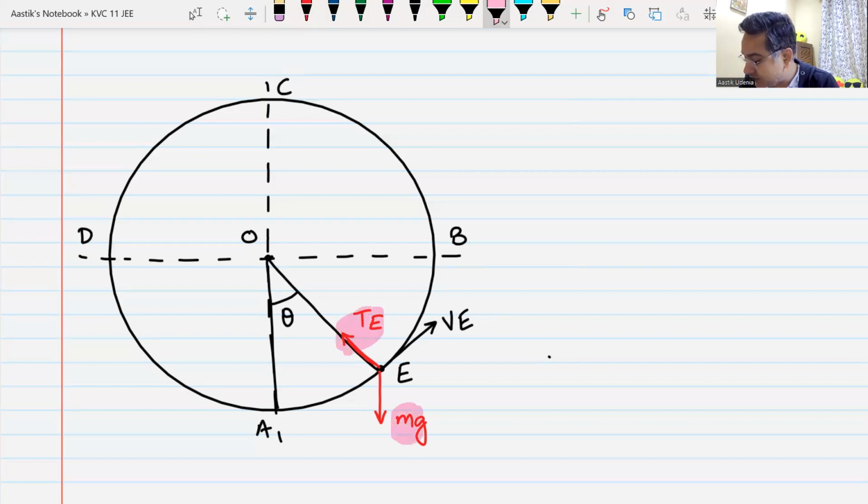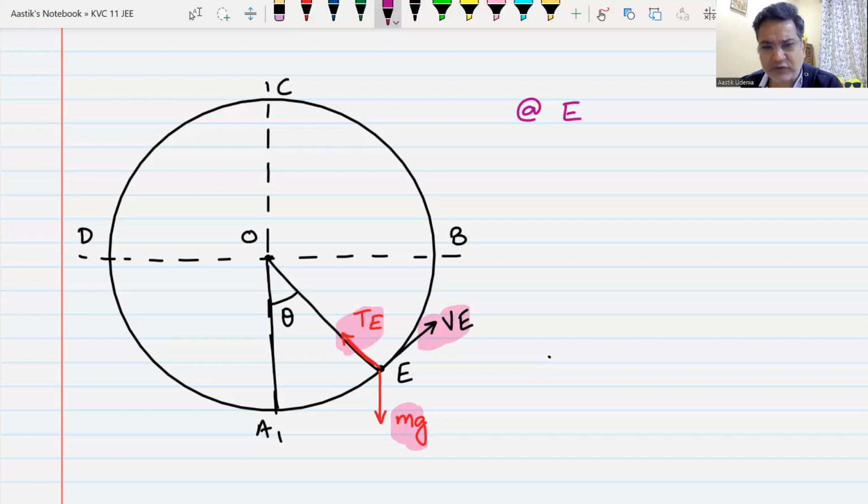Can anyone make the equation of this block at point E? What will be the equation of this block at point E? We have to make equations in 2 or 3 directions. One is towards the center, one is tangential, and the other one is perpendicular. There is no force there, so we are not making that equation. Yes, what is the equation at E? Minus mg cos theta is equal to m VE square by L.